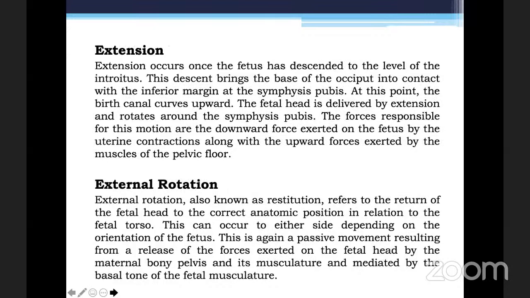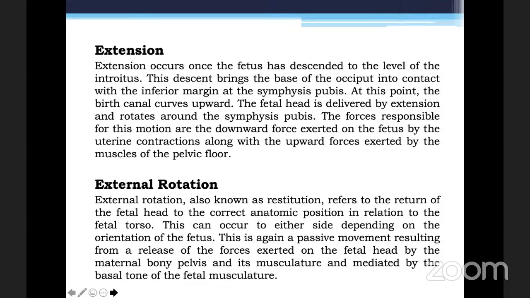Extension. Extension occurs once the fetus has descended to the level of the introitus. This descent brings the base of the occiput into contact with the inferior margin of the symphysis pubis. At this point, the birth canal curves upward and the fetal head is delivered by extension and rotates around the symphysis pubis. The forces responsible for this motion are the downward force exerted on the fetus by the uterine contractions, along with the upward force exerted by the muscles of the pelvic floor.